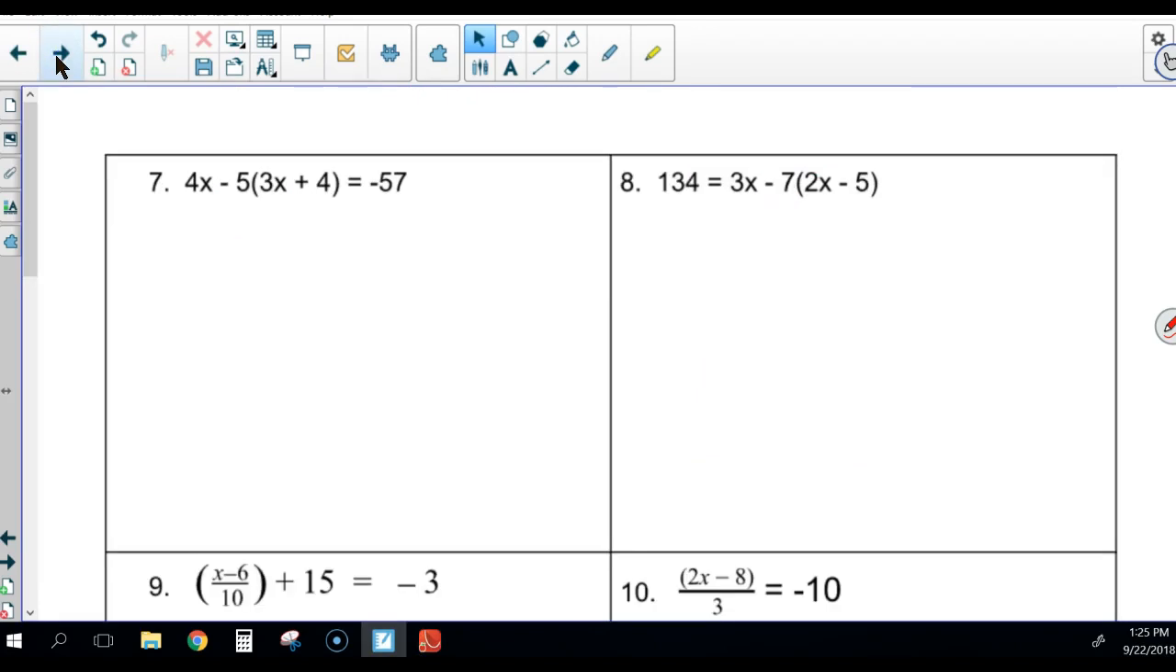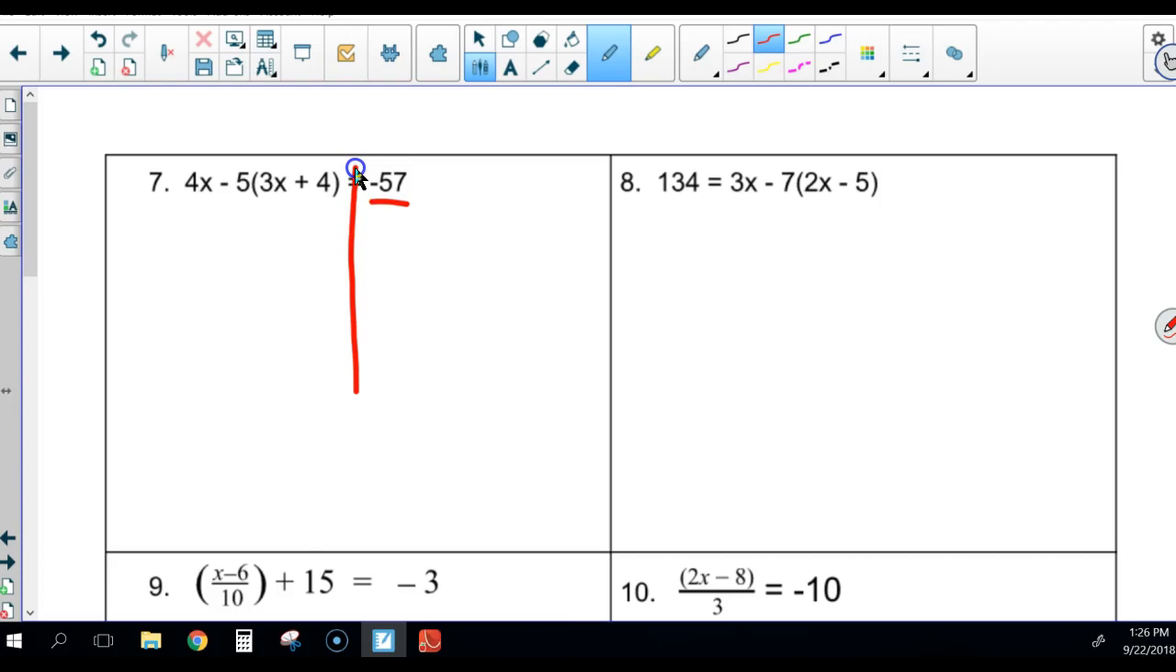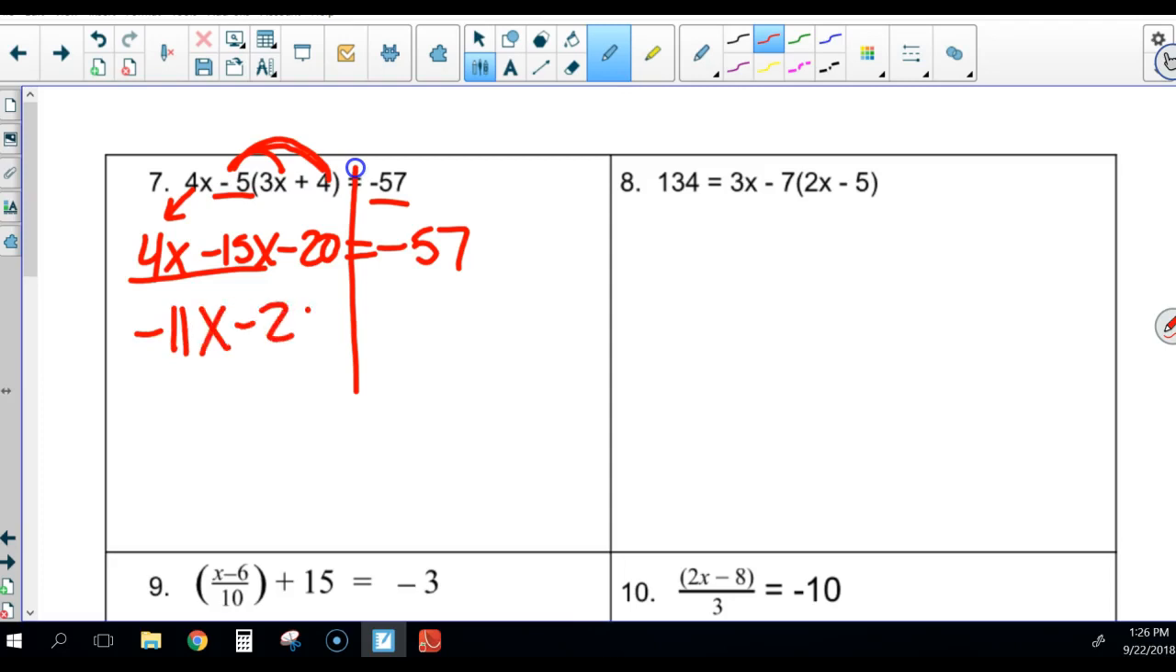Number 7, some more multi-step equations. Nothing I can do on the right. That's done. On the left, more combining like terms, more distribution. Negative 5 gets distributed. So 4x, that just comes down from over there. Negative 15x minus 20 equals negative 57. I see some like terms to combine. 4x minus 15x is negative 11x minus 20 equals negative 57.